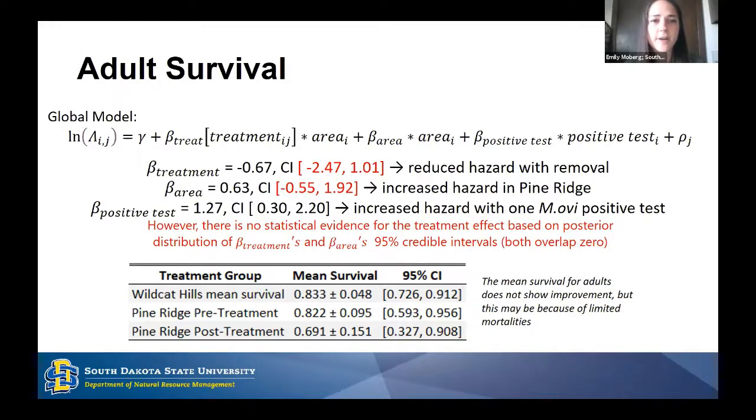But beta treatment showed a reduced hazard with removal. However, the 95% credible intervals overlap 0, so maybe not statistically significant. And same with our different areas. However, having a positive test ever did increase hazard, which makes complete sense. And our survival estimates with our global model kind of showed that maybe we didn't see increased survival probability, but that could be because of our pretty low numbers, especially after removal.